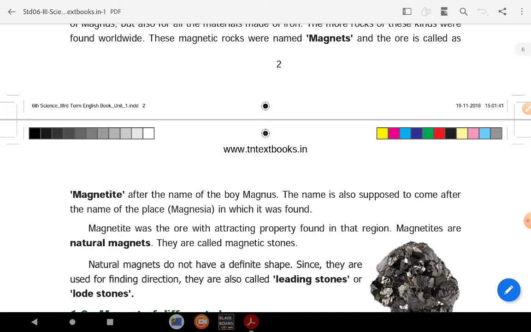They call it as aluminum ore. And in the same way, if you get iron from a particular ore, then it is called as iron ore. So ore is nothing but a basic substance.